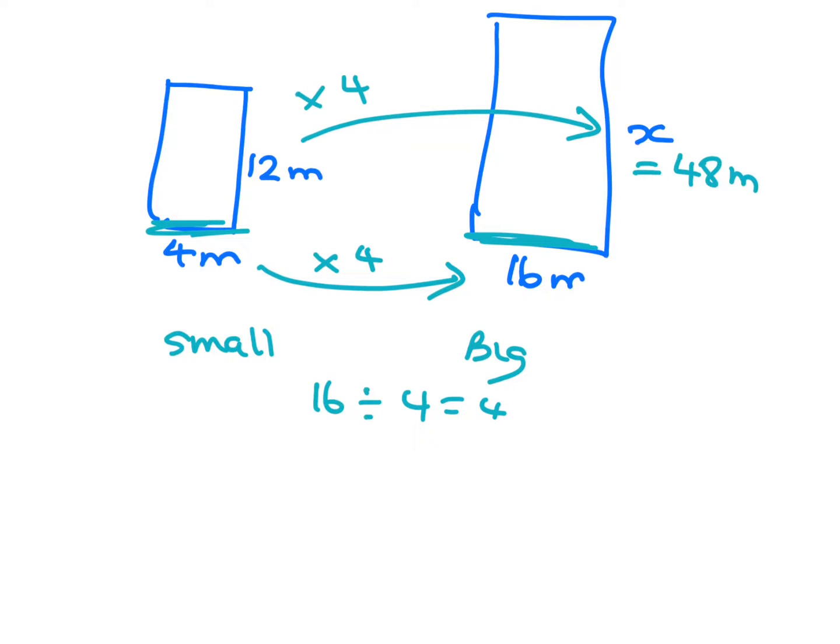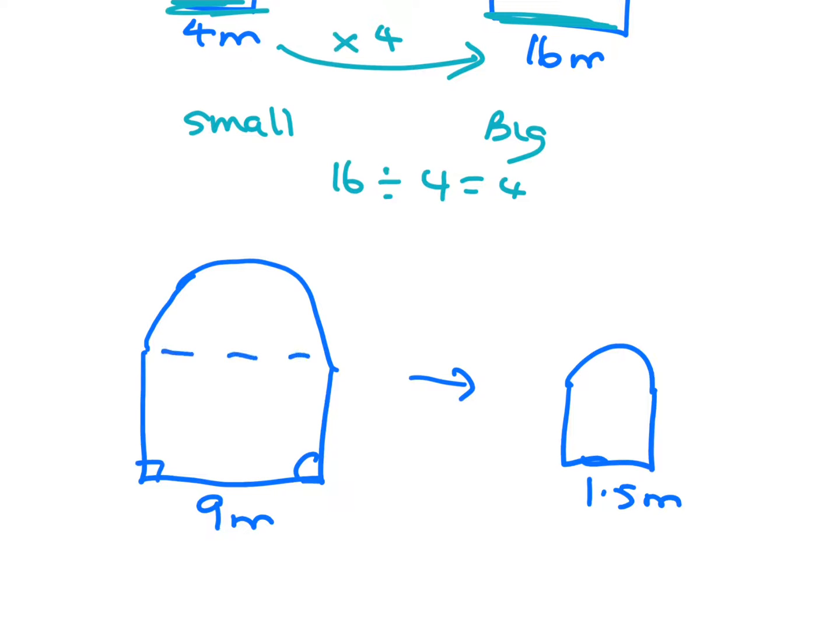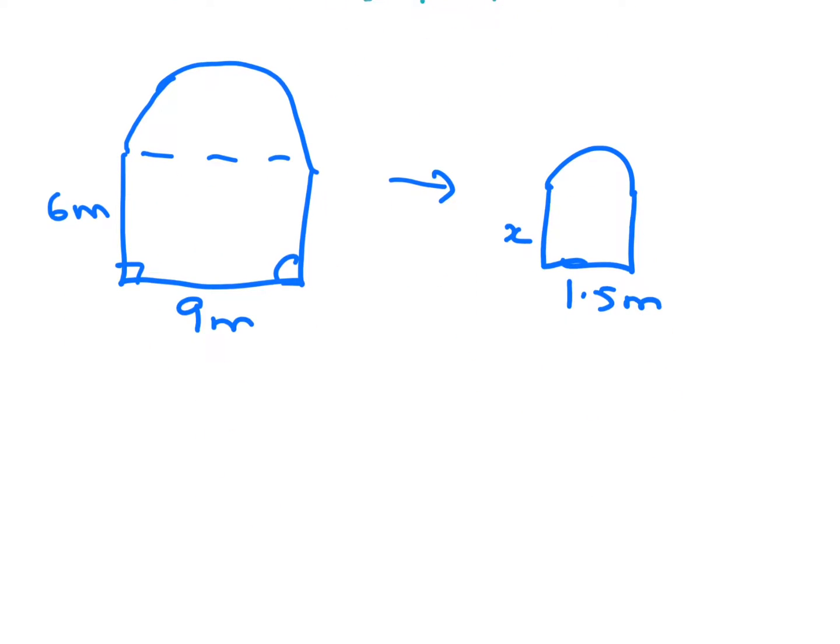Okay, so let's say we went from a big shape and we're going to make the shape smaller. Alright, so let's say this was 9 meters and this becomes 1.5 meters along there, and this was 6 meters, and we want to find out what that one there is. Okay, so if you look at this, if these two shapes are similar, alright, so we'd have to state that they are similar. If they are similar, then what we're doing is we're shrinking it.